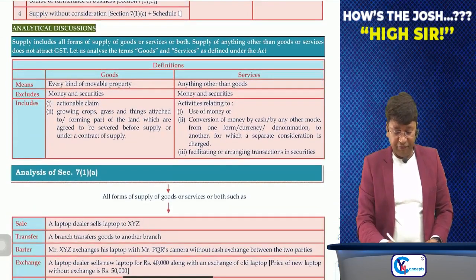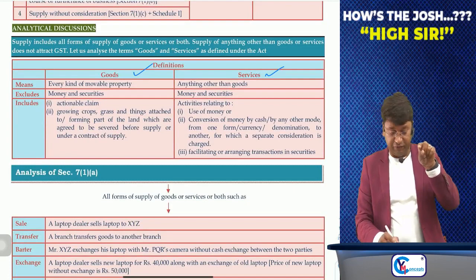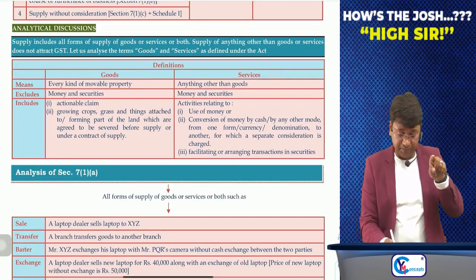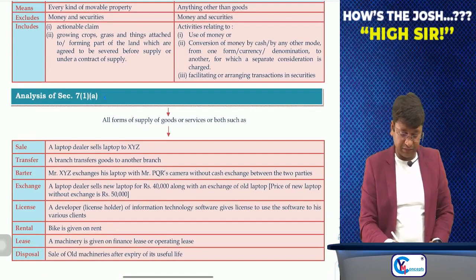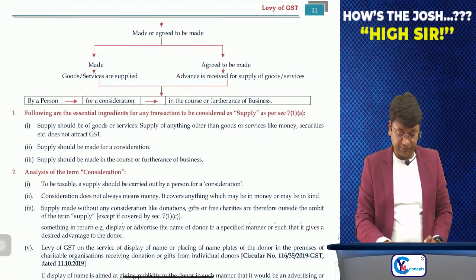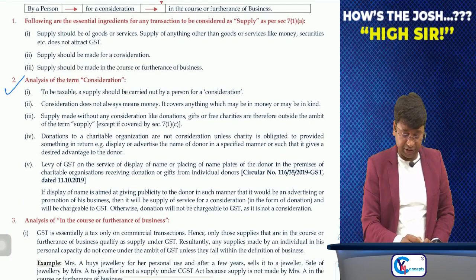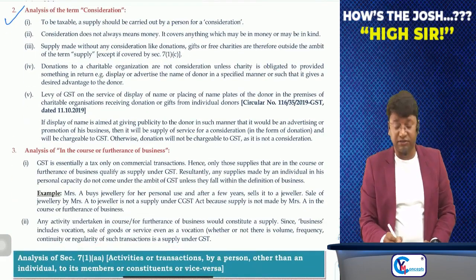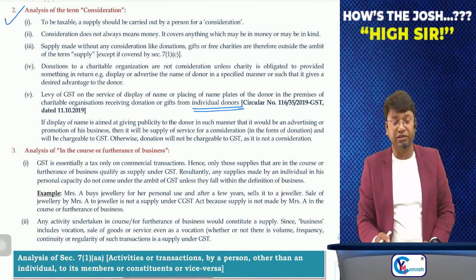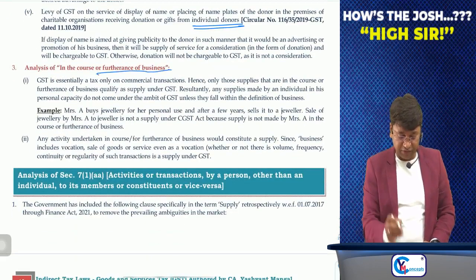Sir, the definition of goods and services we will be reading afterwards. Okay, you can keep this as pending. P means pending. Okay, but yeah, this is the analysis of section number 7(1)(a) that we had read. Okay, sir, consideration, supply includes. Okay, the circular of the donor, individual donation. Then in the course or furtherance of business.